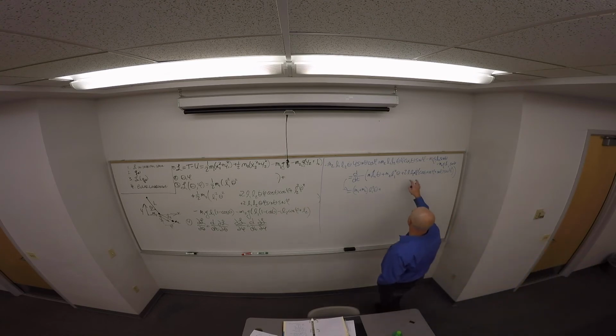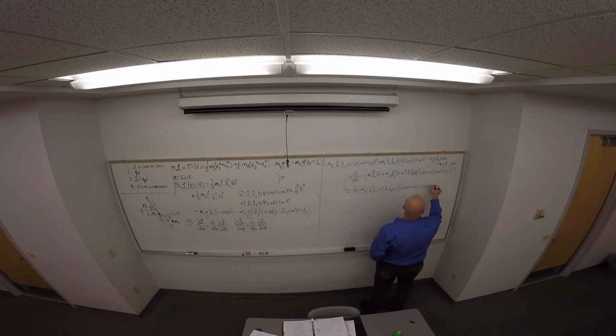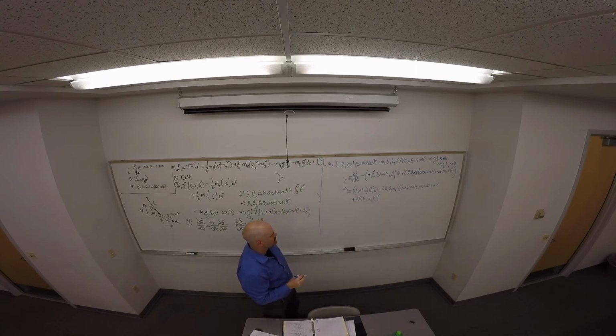Okay, so we're going to have 2 L1 L2 M2 phi double dot times cosine theta cosine phi plus sine theta sine phi, plus 2 L1 L2 M2 single phi dot times the derivative of that with respect to time.